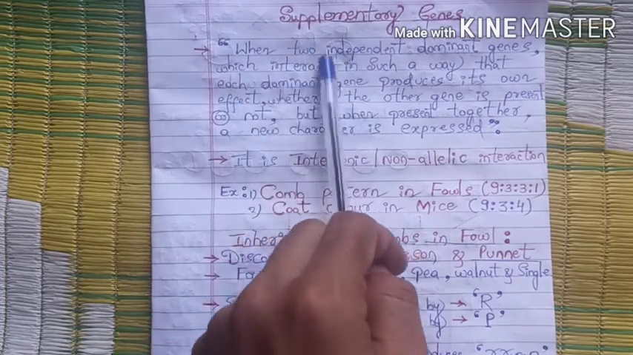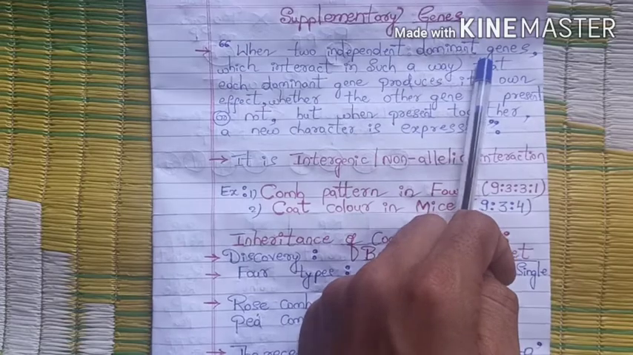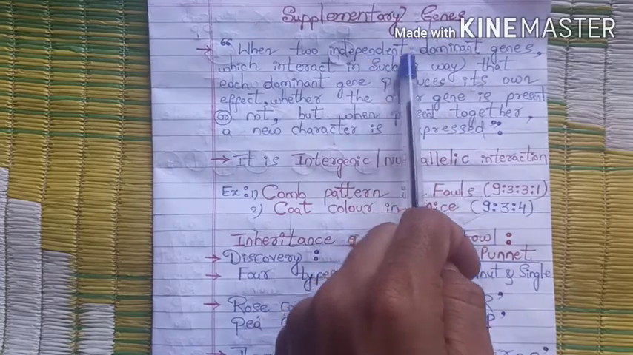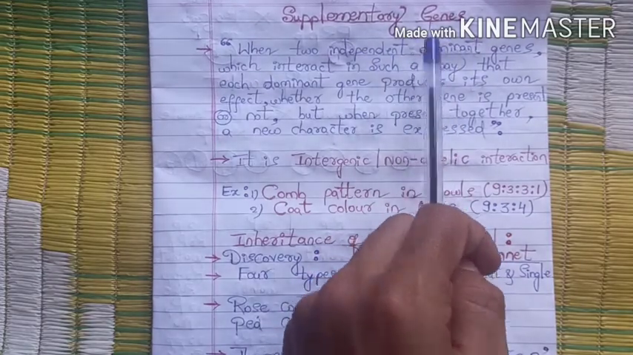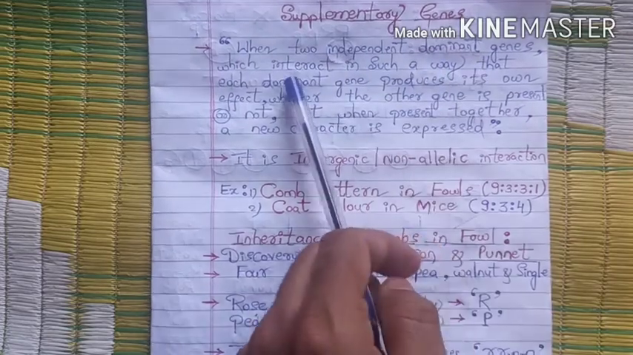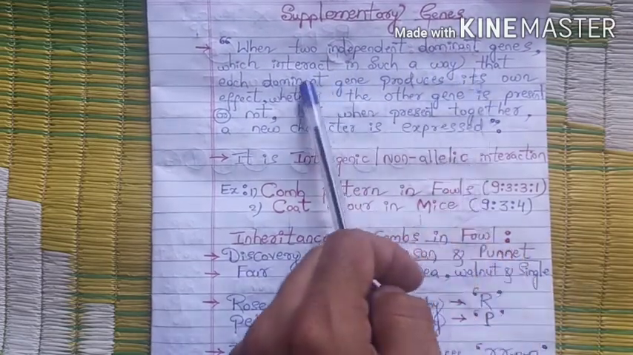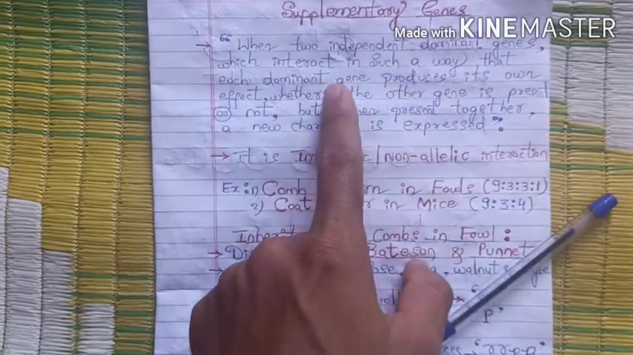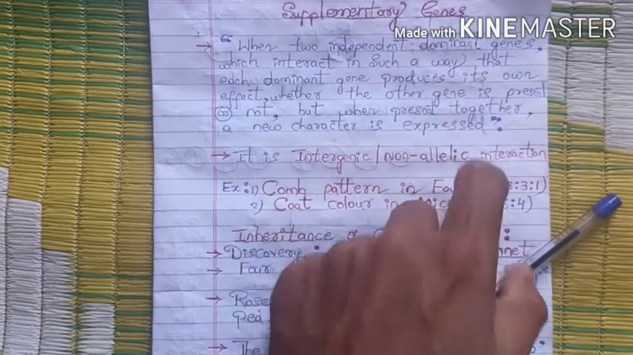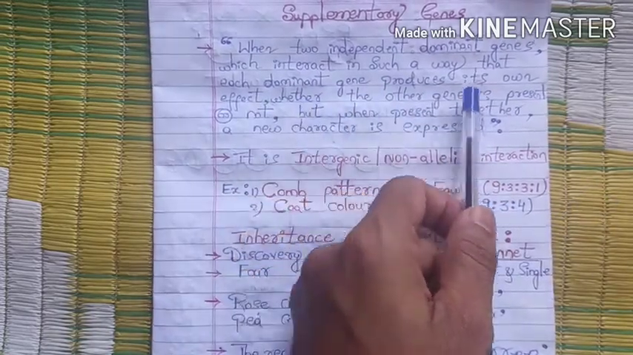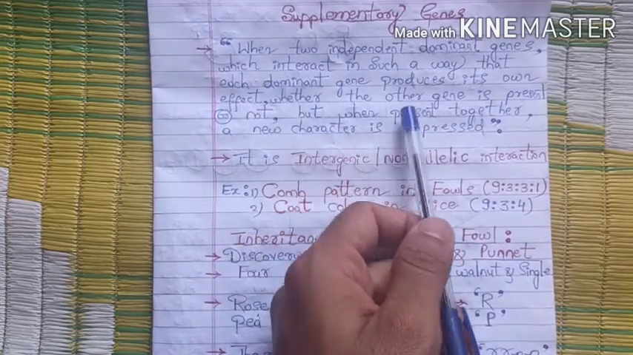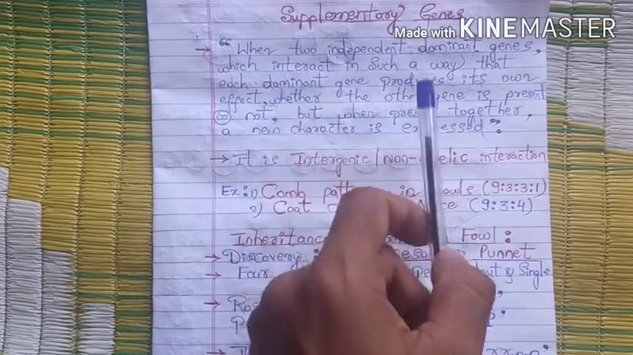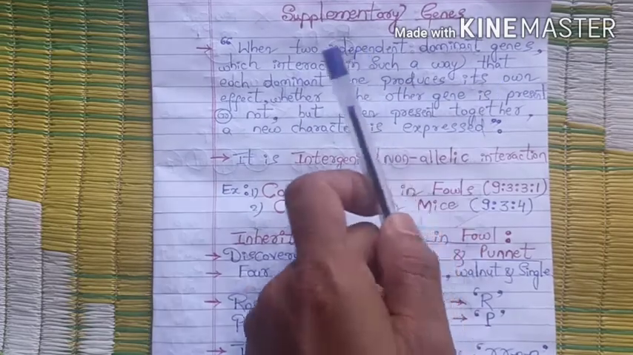If you look at the definition, when two independent dominant genes are there, and these dominant genes are not dependent on each other, they interact in such a way that each gene produces its effect. There are two genes, and each dominant gene produces its own effect whether the other gene is present or not. It may be present or it may be absent, but each gene produces its effect.